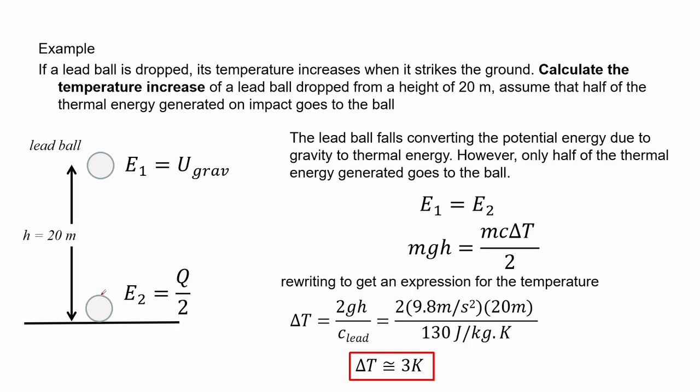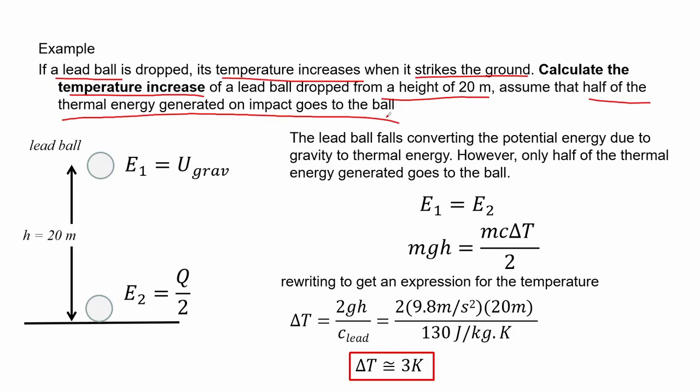Here we have an example. If a lead ball is dropped, its temperature increases when it strikes the ground. Calculate the temperature increase of a lead ball dropped from a height of 20 meters, assuming that half of the thermal energy generated on impact goes to the ball.